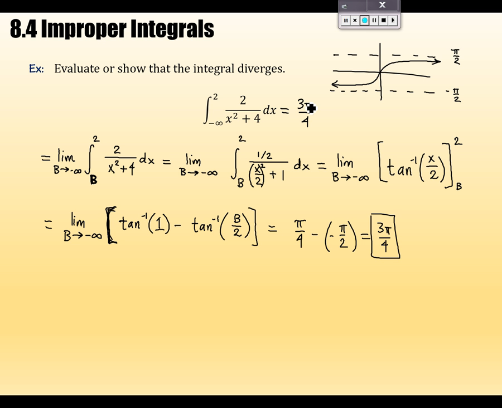Yeah, there's a little more to the story, but that's an obvious case. If you see infinity or negative infinity on the top or bottom limit of integration, then it's definitely improper. But there's one other case that we haven't talked about yet today, and I'll introduce those soon.